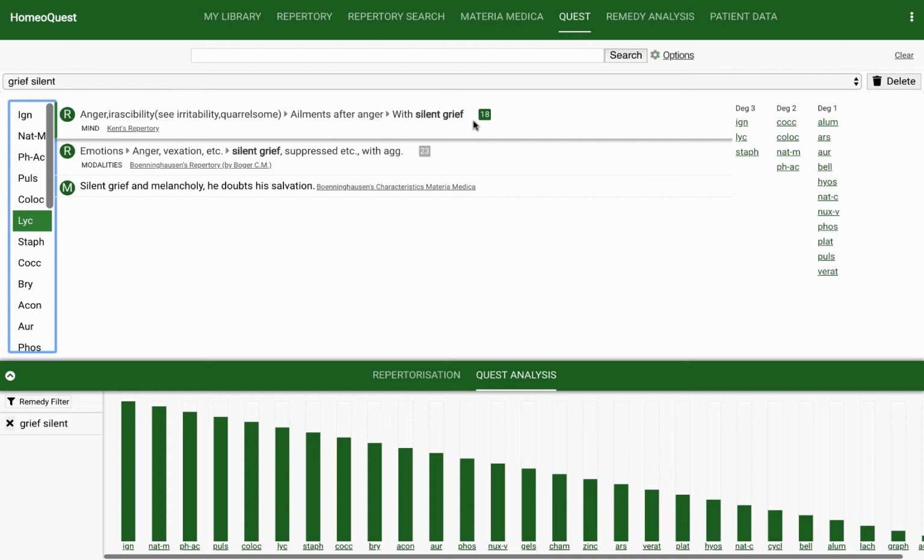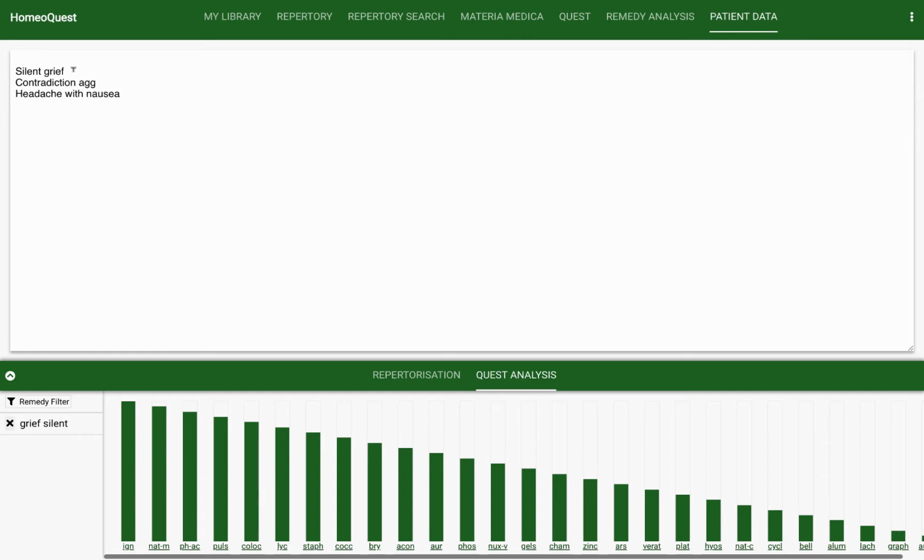Now what we're going to do here is I'm going to give you a small example. Say this patient, and this is something I've chosen because it was just at the top of my mind. We've done this in the last few days. So he had silent grief, contradiction aggravates, and headache with nausea. And just based on this, he was given the remedy Natrum muriaticum. It was a quick materia medica analysis, and we sort of gave him Natrum mur. But Natrum mur did not really cut it with his headache, and so that was the time I decided to do a quick Quest analysis. So check this out.